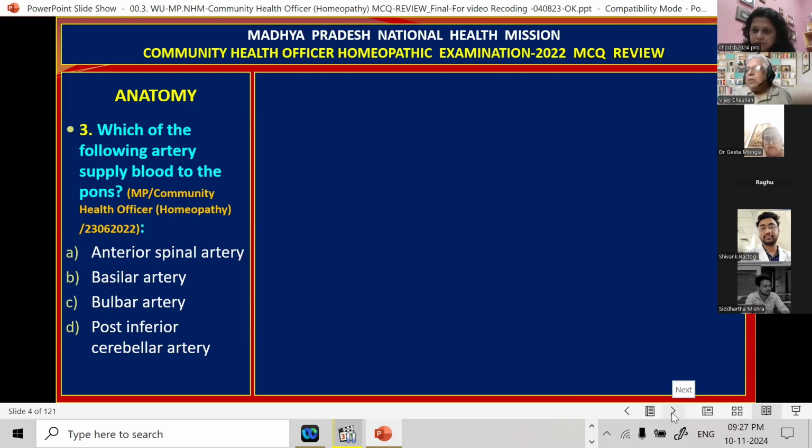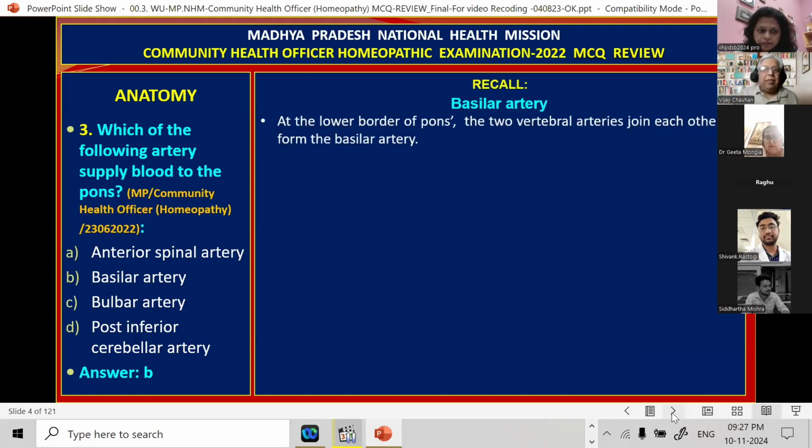Shivank Rastogi is giving us the answer B, and here it is, the answer B. Excellent. Excellent in the sense, let us recall the basilar artery.